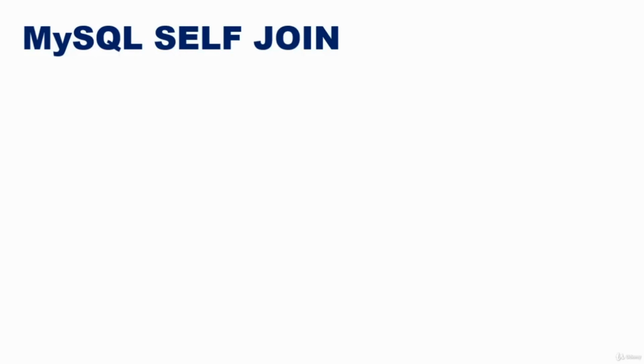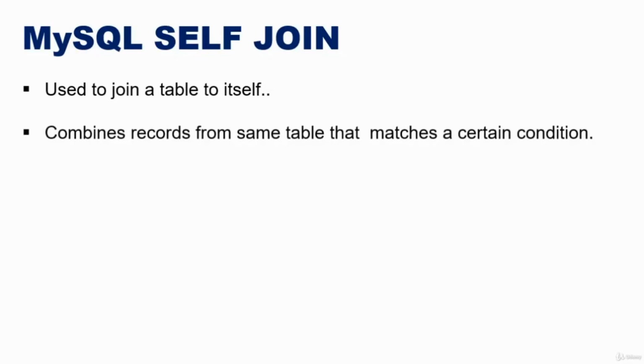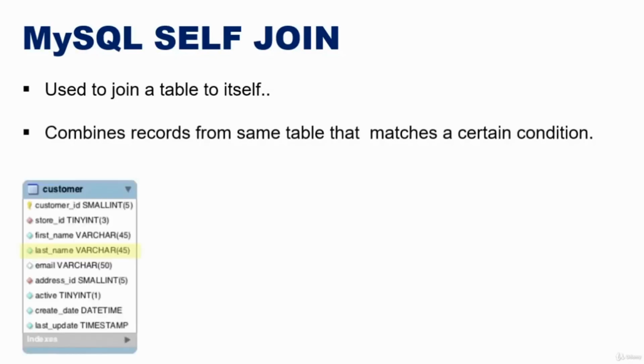In this video, I will be showing you an example of a MySQL self-join. The self-join is used to join a table to itself. When you're using a join, you can join the data from the same table to itself. So a self-join is useful for when you want to combine the records in a table with other records in the same table that match a certain join condition.